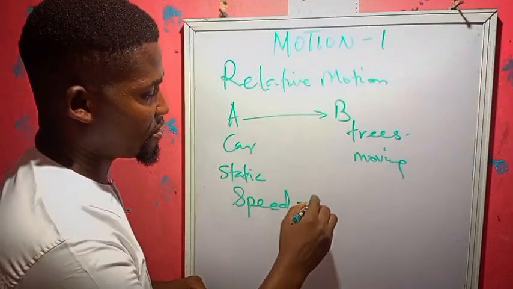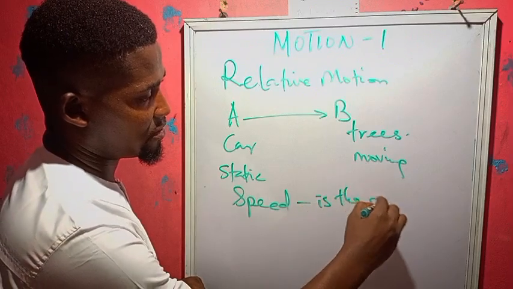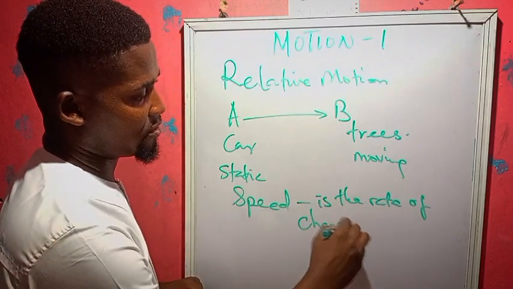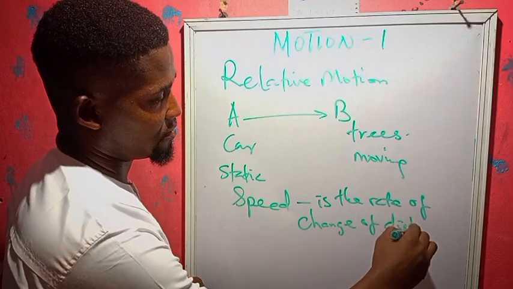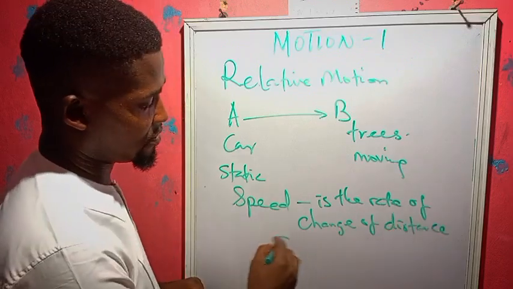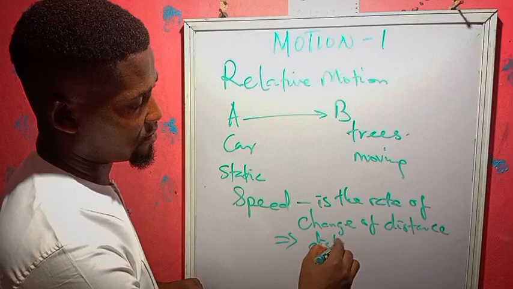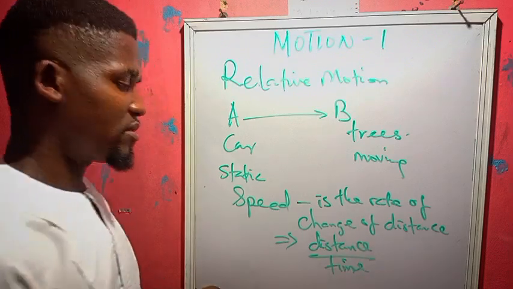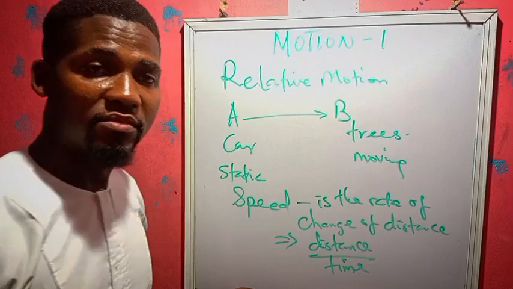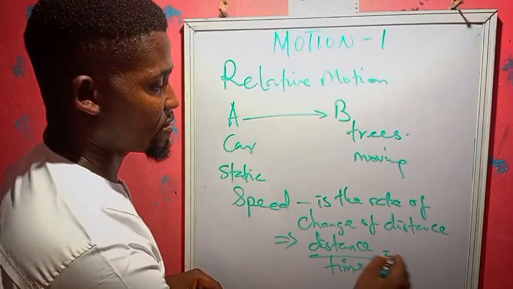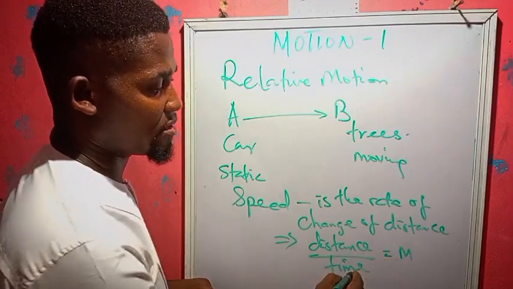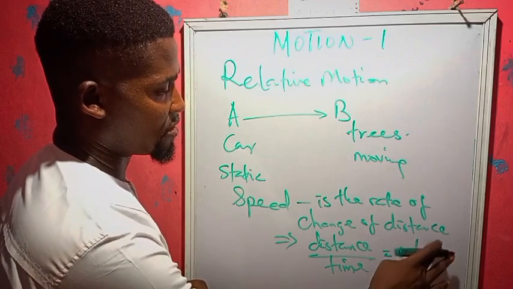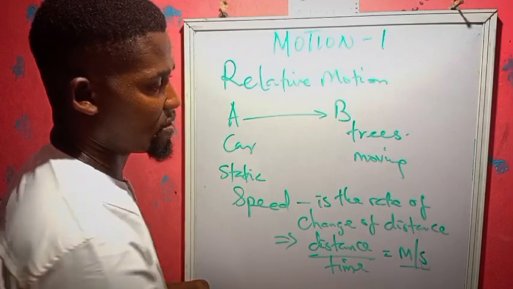Okay, so speed is the rate of change of distance. You can also say speed is equal to distance over what? Time. Speed is also equal to distance over time. Take note that since distance is in meters and time is in seconds, the unit for speed is meter per second. Please take note of that, meter per second.